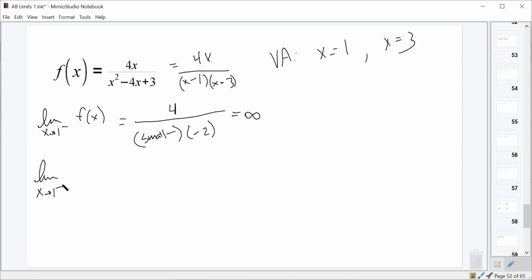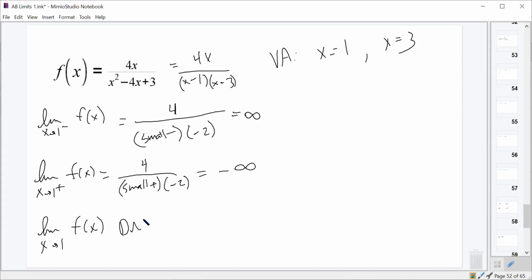And if we do this from the right-hand side, this ought to be 4 in the numerator, but a small positive times that negative 2, which ought to give us negative infinity. Everybody good with that or no? Yeah. And so we would say the limit as x approaches 1 of f of x doesn't exist.